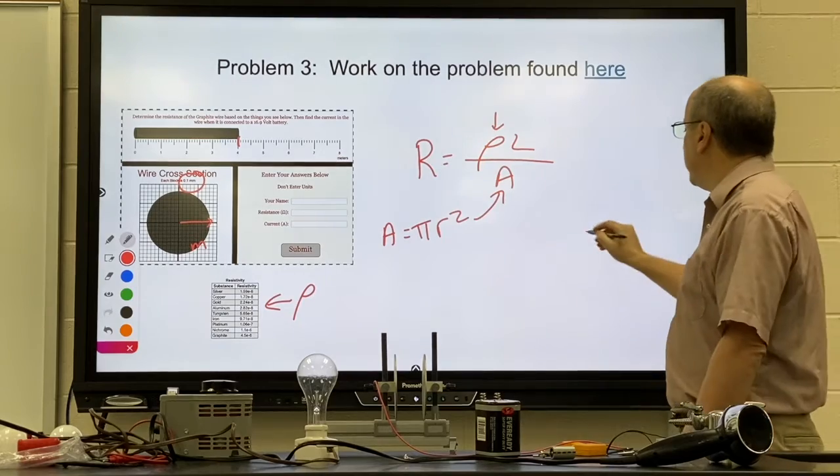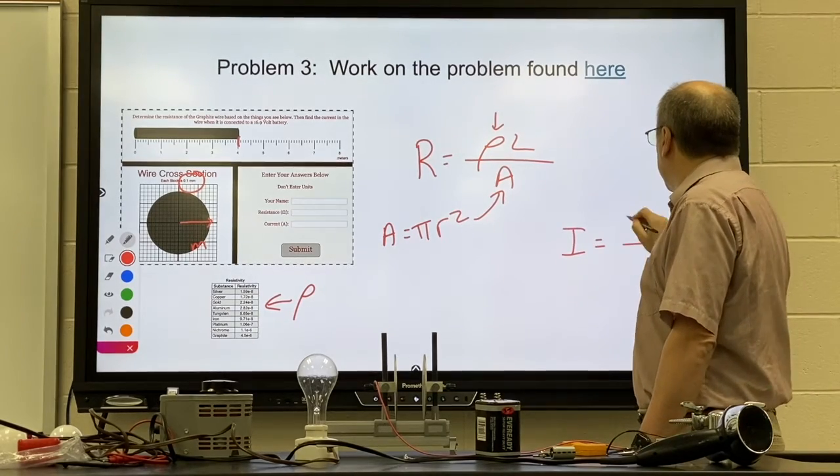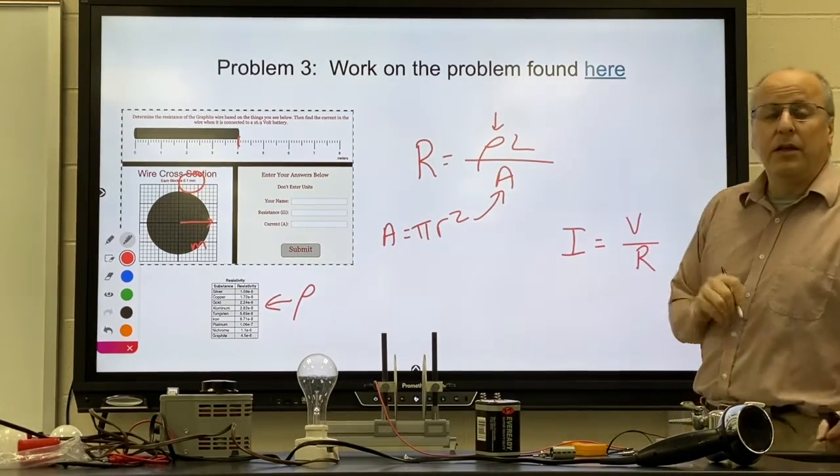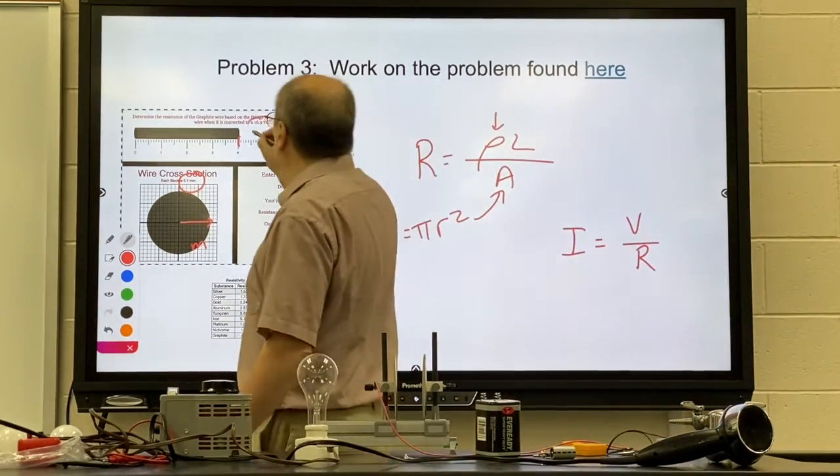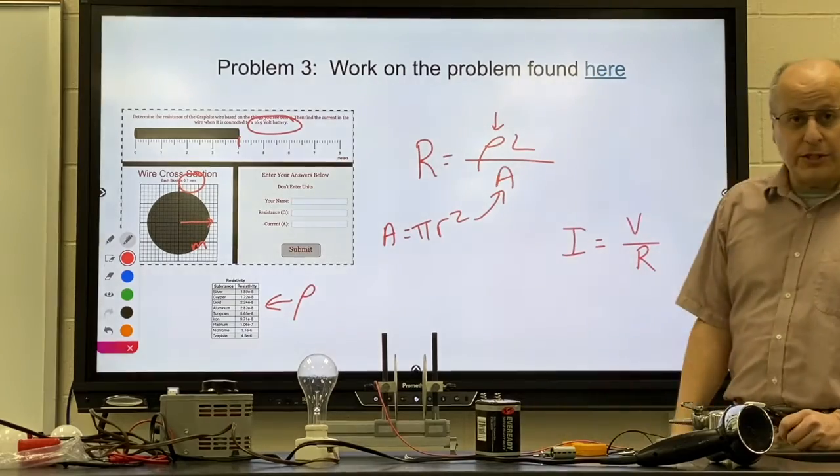Once you have the resistance, finding the current should be rather easy. You just do voltage divided by resistance. The voltage should be written as part of your question.